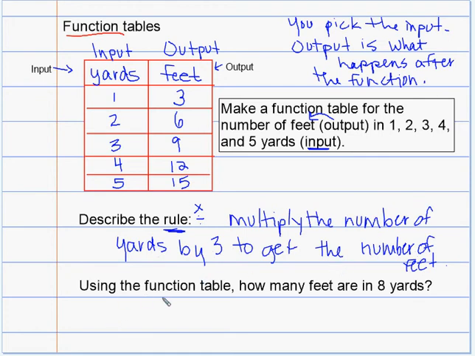Okay, now, using the function table, how many feet are in 8 yards? What this means is, you don't have to extend the function table. It means that I can use the rule that we developed. We're going to multiply the number of yards, 8, times 3, that's our rule, to get the number of feet. And then we label it so that we know what we're talking about.